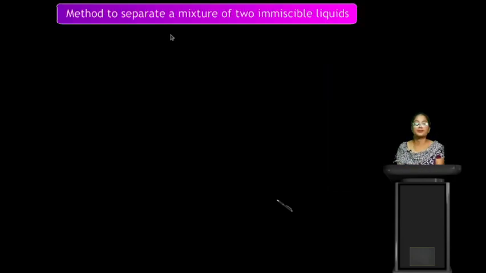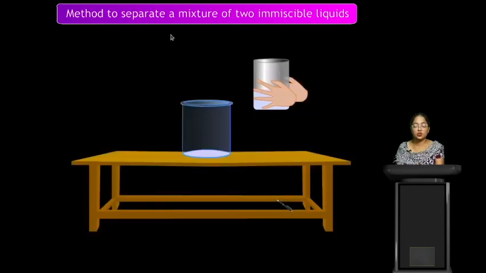So how do we separate these two immiscible liquids, two liquids which cannot be mixed together? There are some methods. So let's have an experiment. Let's see what they're doing.